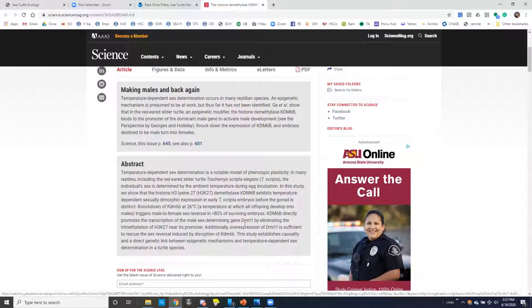So the point being is, if they kill this gene, they can make all of the turtles into females, and then if they overexpress this gene, the DMRT, that turns it back on and makes them all the other way around.